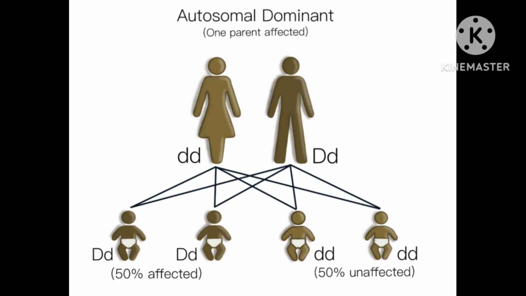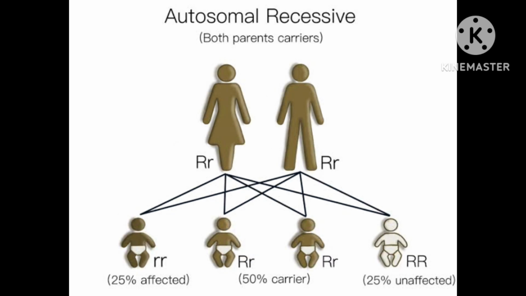Autosomal recessive inheritance in hypodontia is less common. The person must inherit two copies of the faulty gene, one from each parent. If both parents carry the gene, there is a 25% chance that the child will be affected.